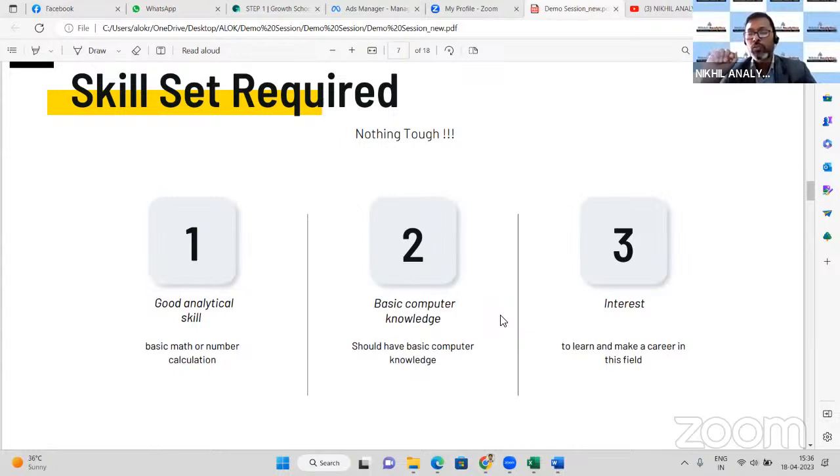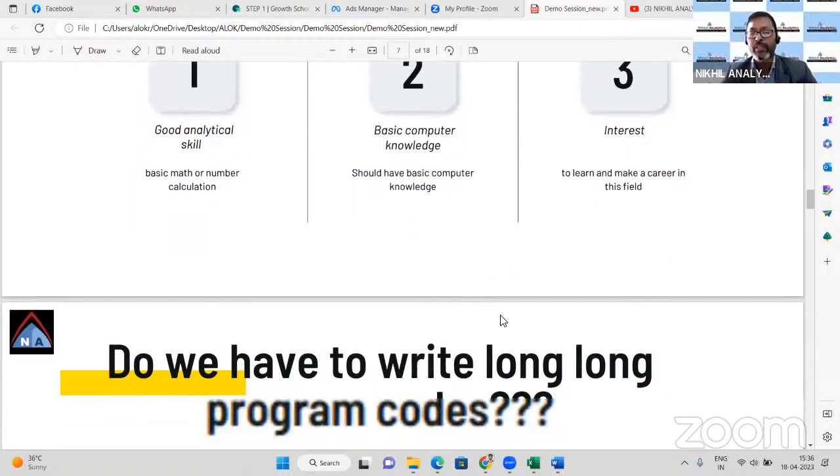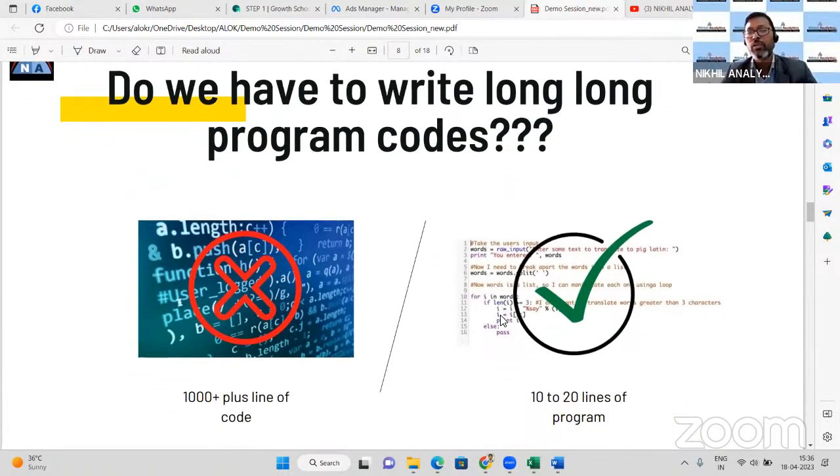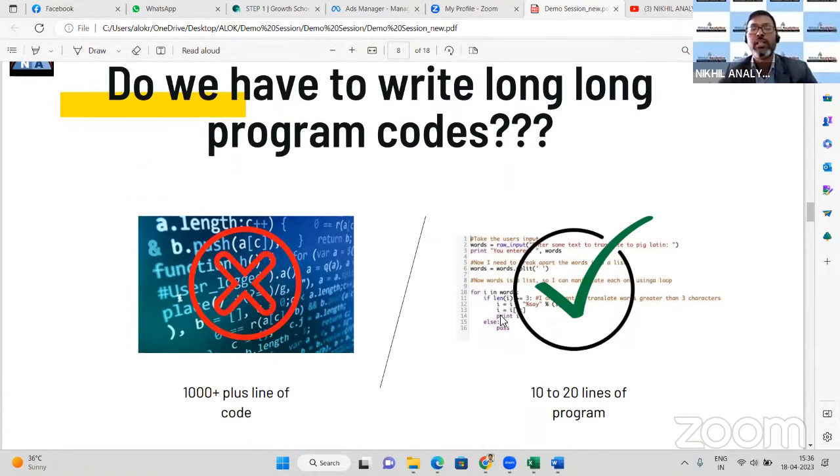Now, coming to the question which Shobha has asked me: will there be extensive coding in Python to fetch data from the cloud? Okay. Coding in Python is not very extensive. It's very easy. People always ask me this question: do we have to write long programs? No. Even to fetch data from the cloud, we just need 3 lines of code. Just 3 lines of code is enough to get data from your cloud.